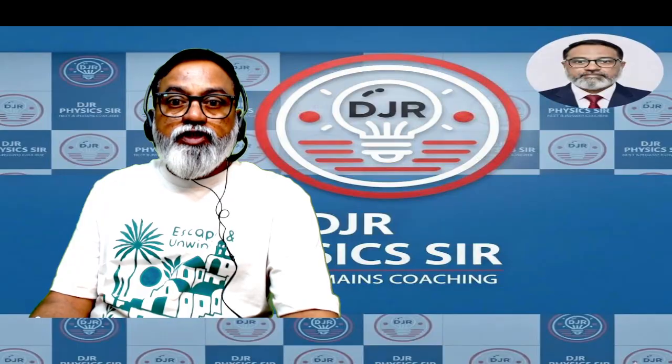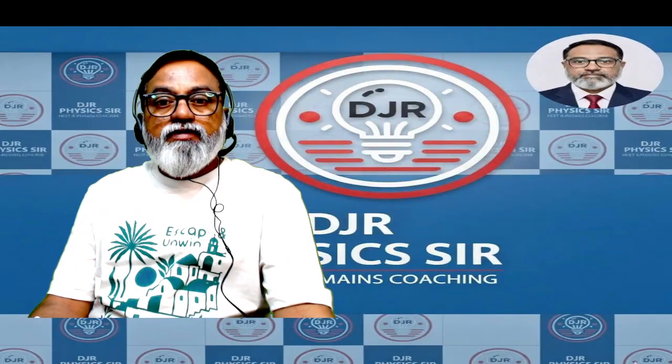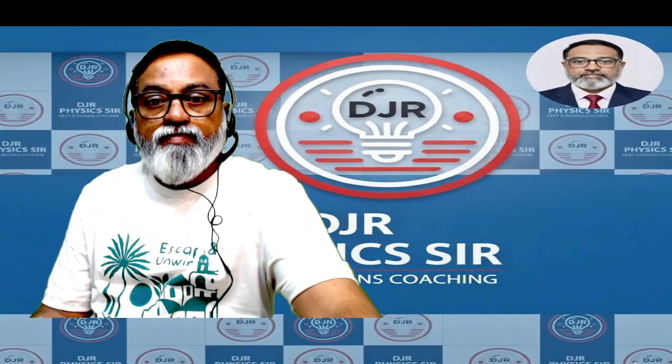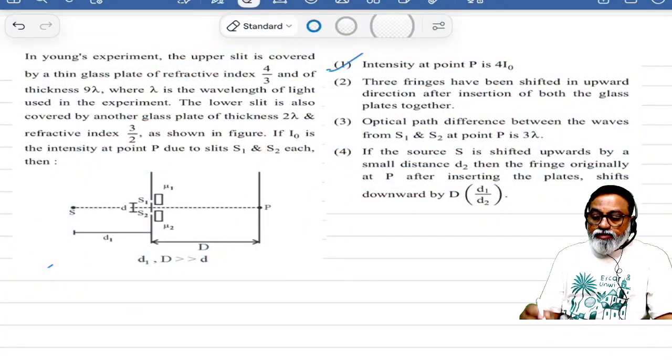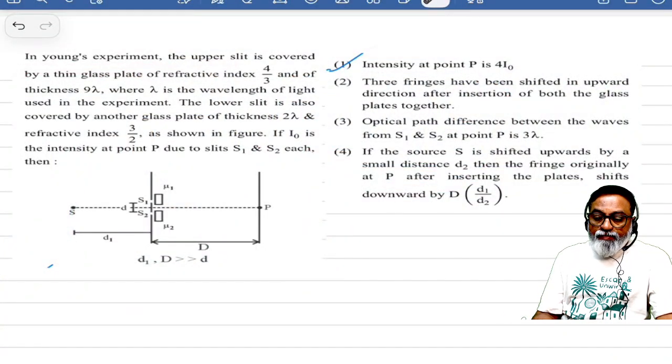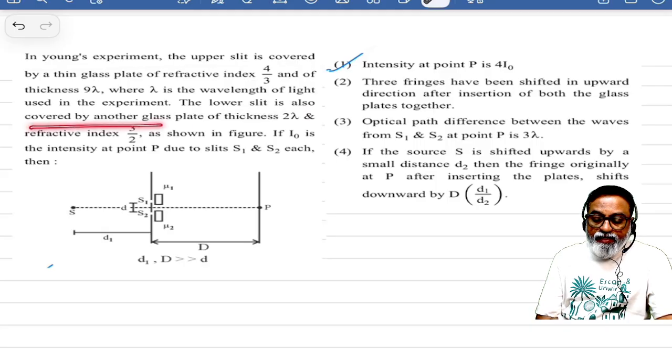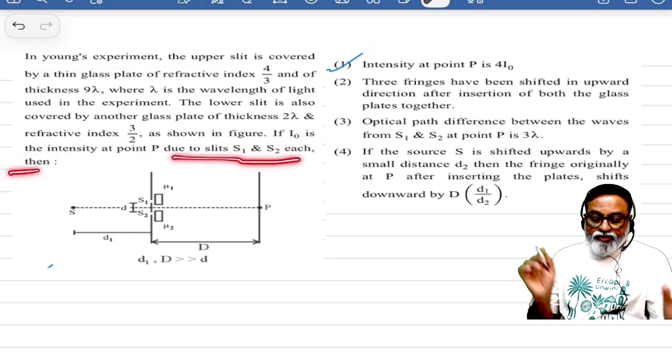In this video, we are going to discuss one important concept from YDSE. See the problem. In Young's double slit experiment, the upper slit is covered by a thin glass plate of refractive index 4 by 3 and of thickness 9 lambda, where lambda is the wavelength of the light used in the experiment. The lower slit is also covered by another glass plate of thickness 2 lambda and refractive index 3 by 2. If I naught is the intensity at point P due to the slits S1, S2 each.